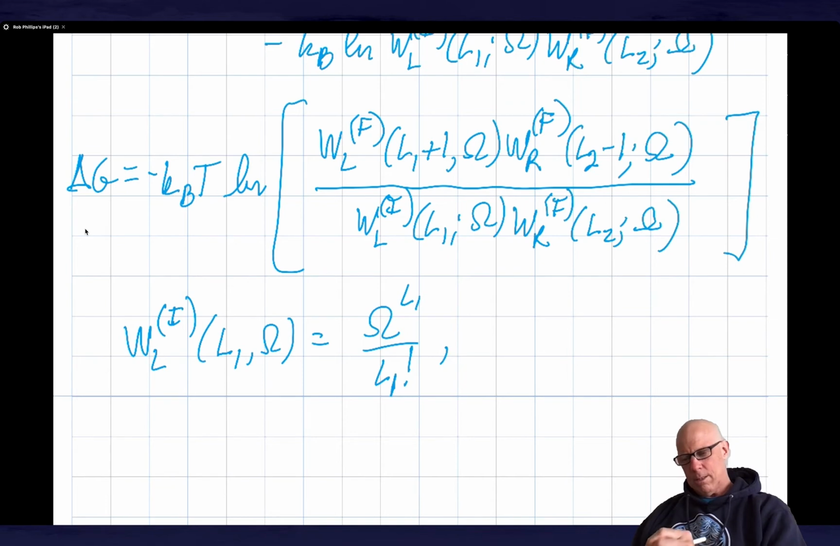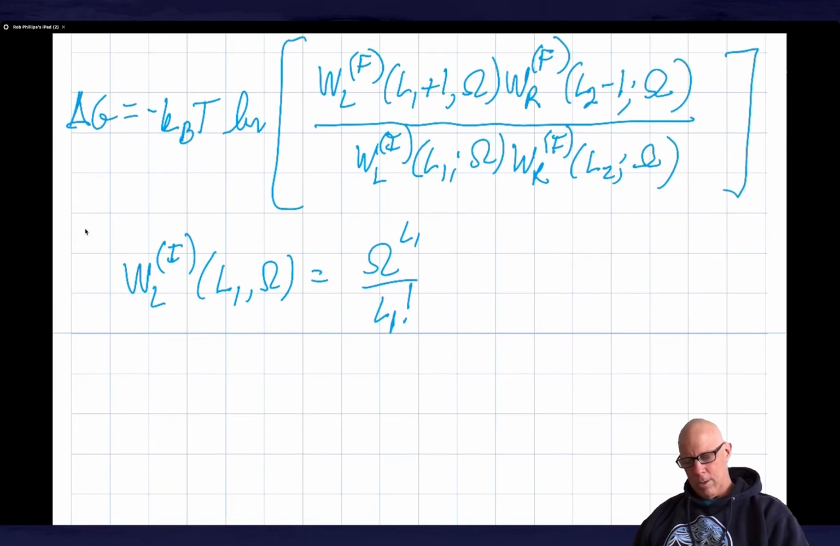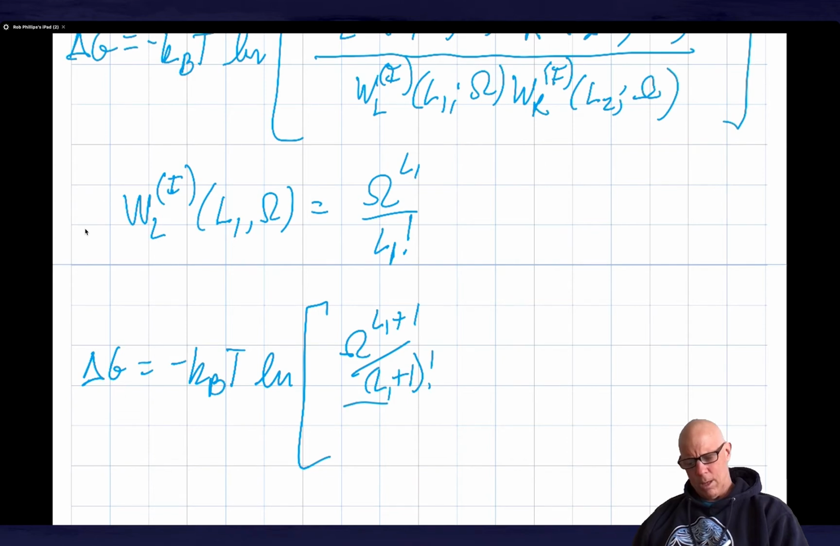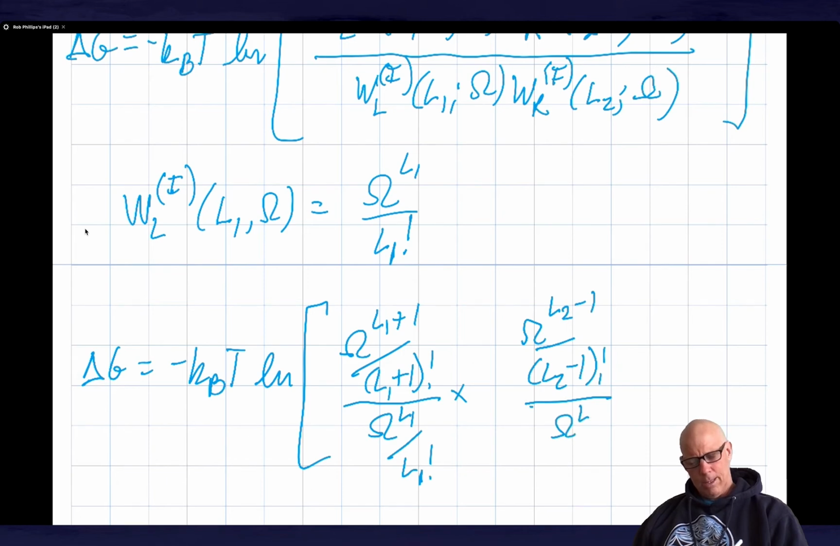So given this, I'm straight away ready to write down the total delta G. So delta G is equal to minus KBT, and then log, and then I have omega to the L1 plus 1 over L1 plus 1 factorial over omega to the L1 over L1 factorial, and then times omega to the L2 minus 1 over L2 minus 1 factorial, and that's all over omega to the L2 over L2 factorial. So that's the total.